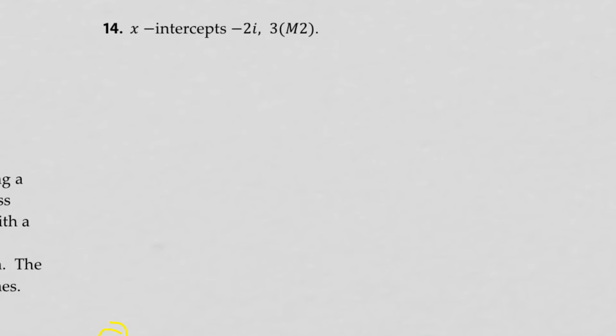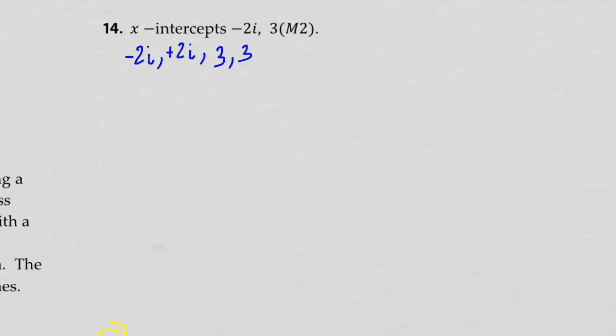They are telling me that the x-intercepts are negative 2i and 3 with the multiplicity of 2. Okay, so I'm going to go ahead and write all of the x-intercepts that I know for sure exist. Negative 2i, no multiplicity, so it only happens once. But it is an imaginary number, right? It is a complex number, so we need to include its conjugate, which is positive 2i. And then 3, but the multiplicity is 2, so there's 2 of them.